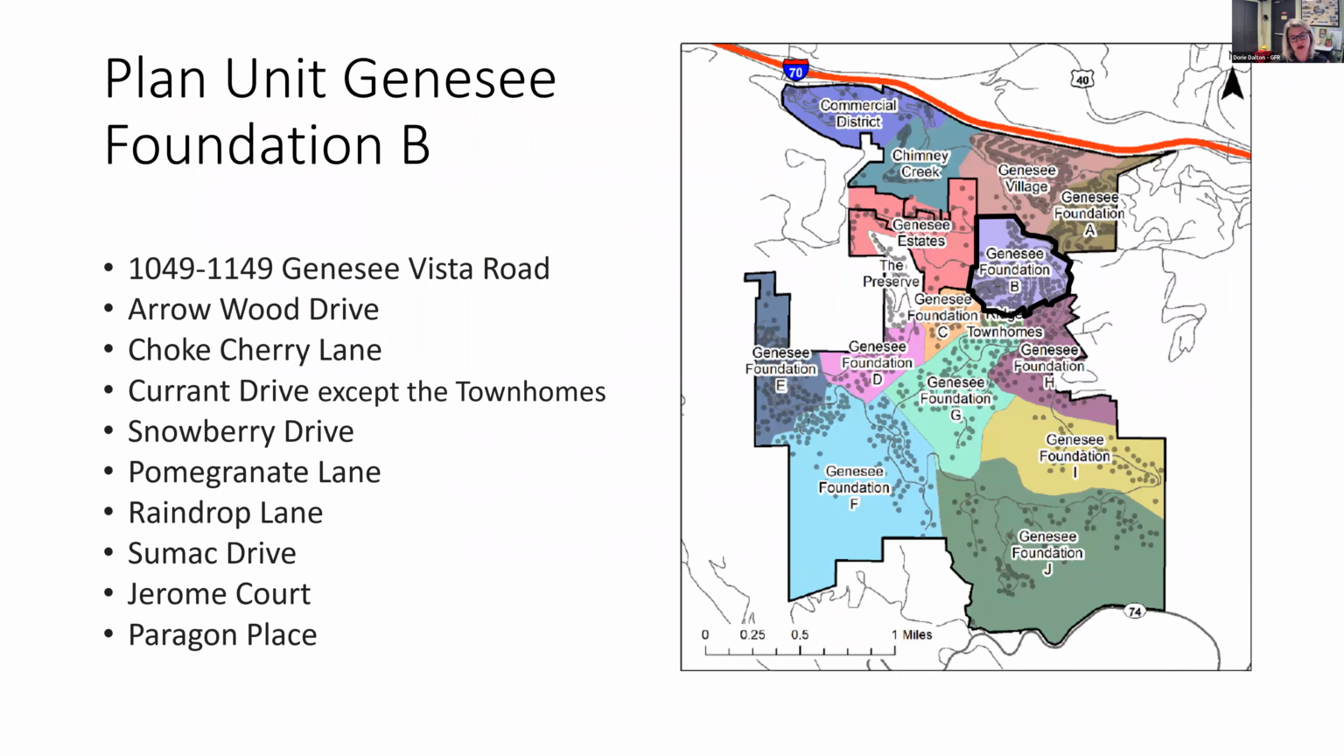So this evening, when we talk about your plan unit, here's our plan unit. Plan Unit B, you can see on the screen, it's this light purple color here, and it's outlined in dark black. These are the streets on the left that are included in your plan unit. All right, so our plan units were created along HOA boundaries and property boundaries with considerations of roadways and topographical features.